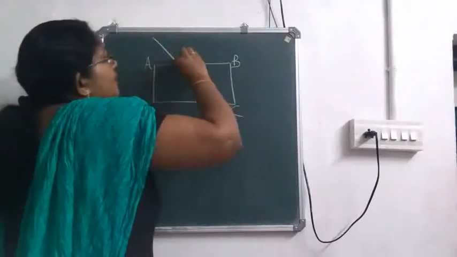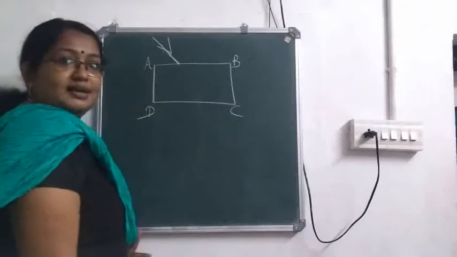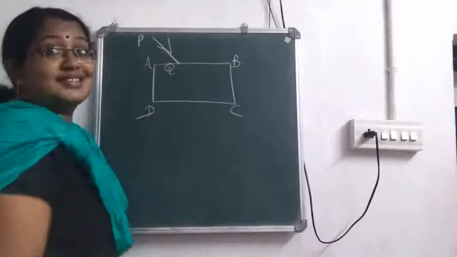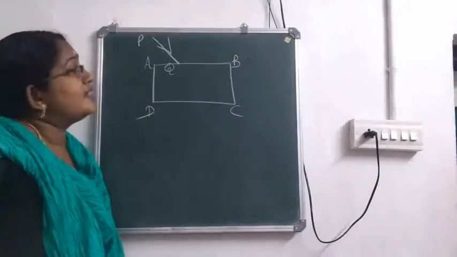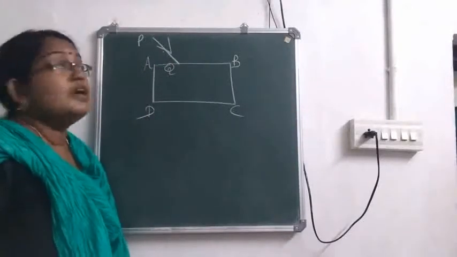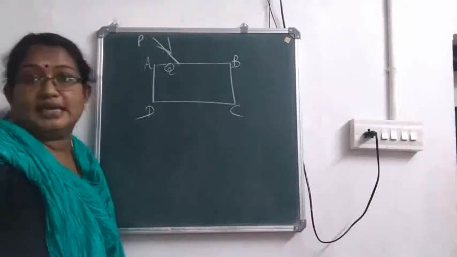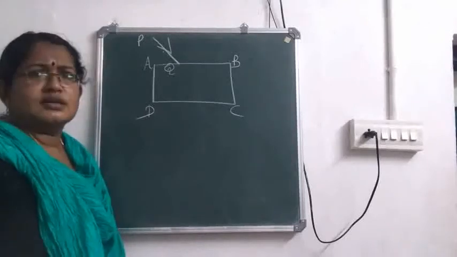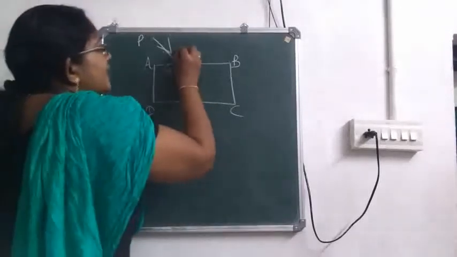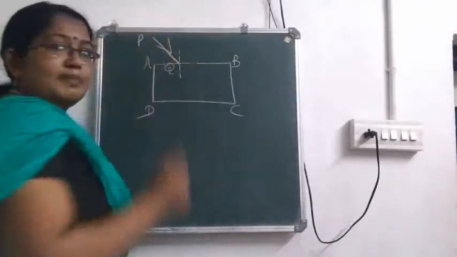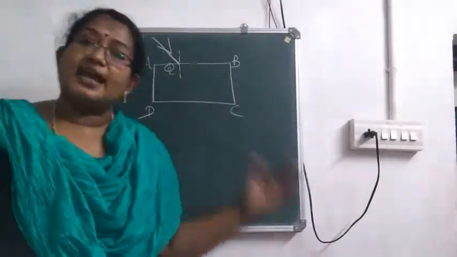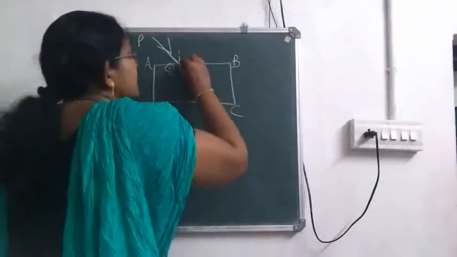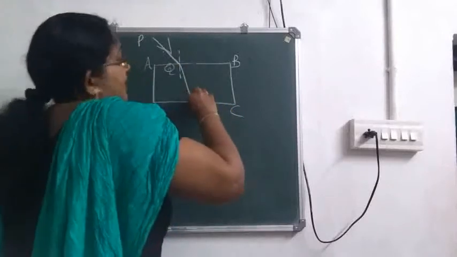Now, what is the name given for this light ray? Let me name it as PQ. And what is the name given for this? It is the incident ray. So we are considering a ray of light PQ which hits on the surface AB of a rectangular glass slab. Okay. Now, here I have the normal. The ray is moving from a rarer medium to a denser medium. So what happens? Naturally, it bends towards the normal.